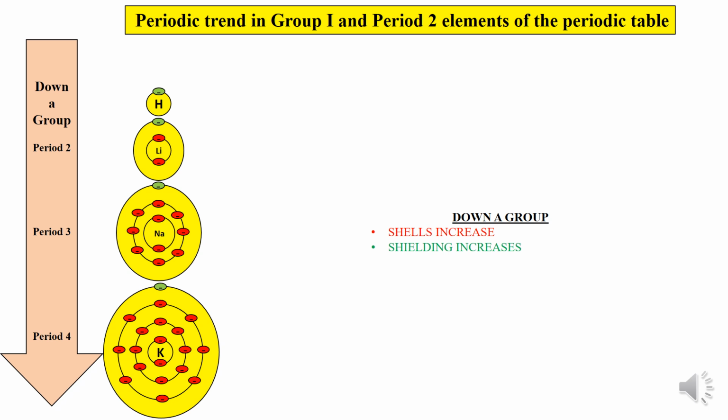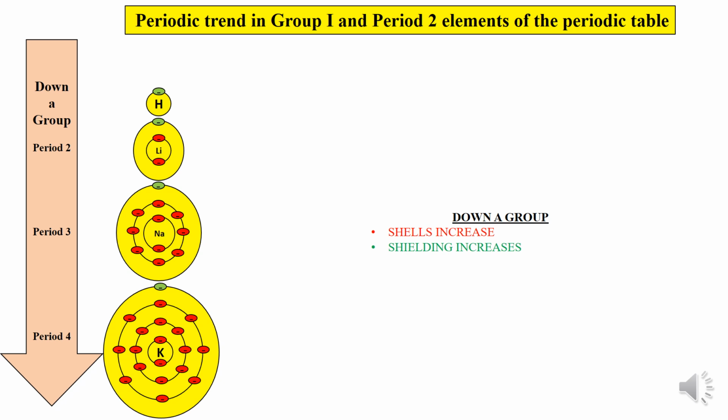What is shielding? Shielding is a phenomenon which partially reduces or blocks the electrostatic force of attraction between the positively charged protons and the outermost valence electrons. So that is one aspect of shielding. The other aspect of shielding is that it repels the incoming electrons and prevents the atom from accepting the electron, and thereby the electron affinity of the element decreases.